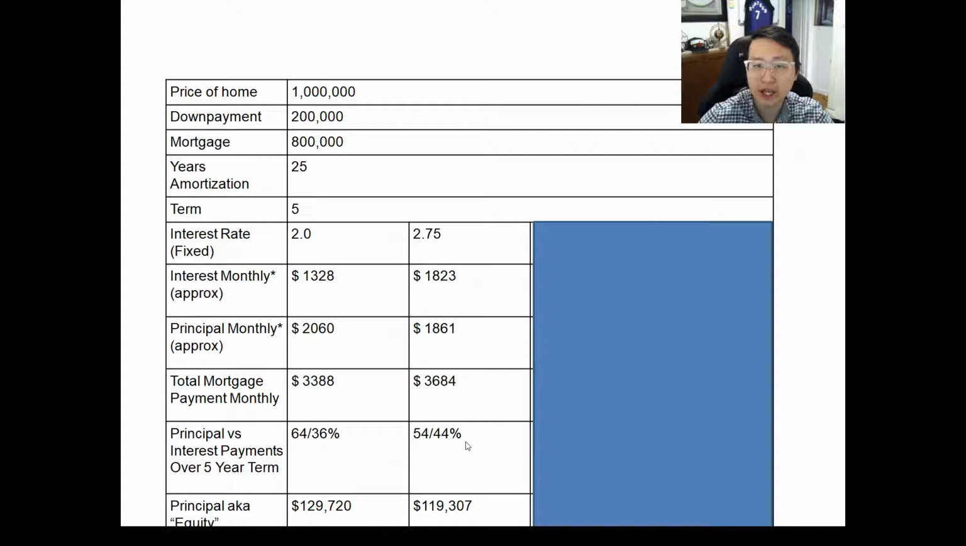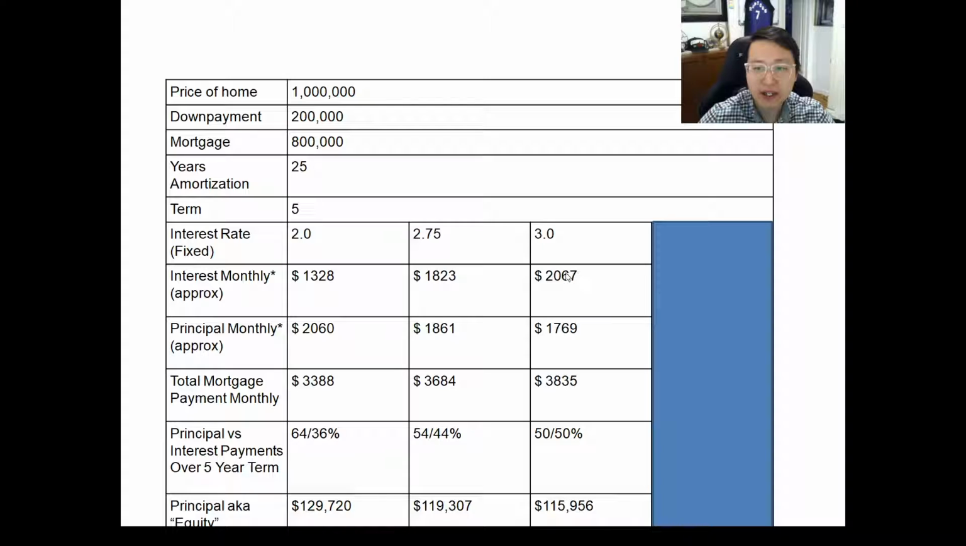All right. Now let's look at 3%. Interest rate approximately $2,000, principal approximately $1,769, for a total monthly mortgage payment of $3,835. And I deliberately picked this number because I really wanted to illustrate that over your 5-year term, after the 5 years are up, considering all your payments, about 50% of your payments went towards your principal, basically yourself, and 50% of the payments went towards interest, the cost of lending. And you've accumulated for yourself approximately $116,000 in equity.